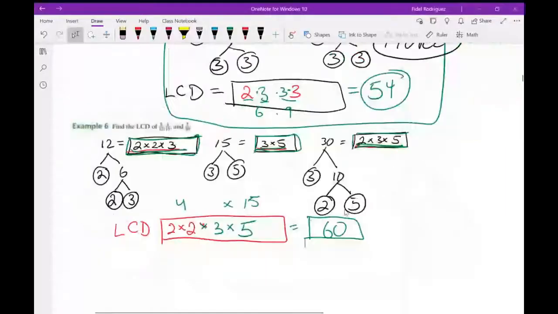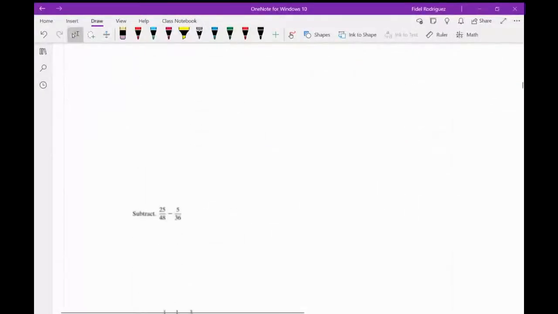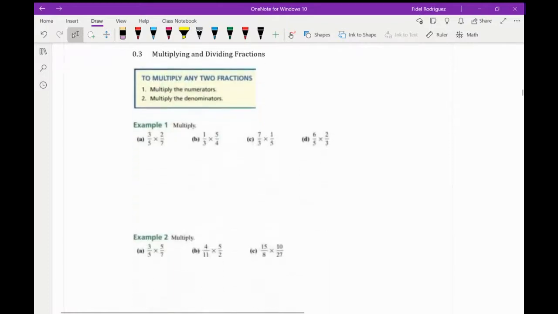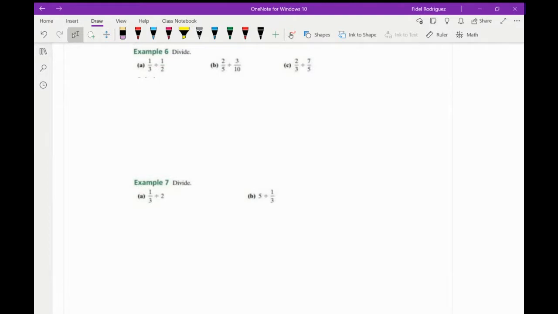So let me see. Let me pull up the notes here, guys. So I'll tell you what, I'm going to move on a little bit here. Let me go through a little bit of 0.3, and I'll probably just do a little bit of this here. Maybe the first couple of examples, and then maybe some where we have to divide.